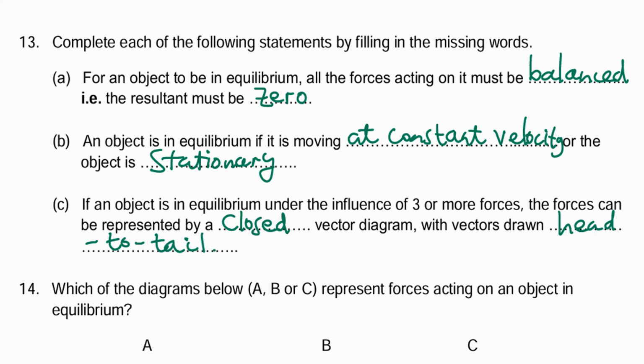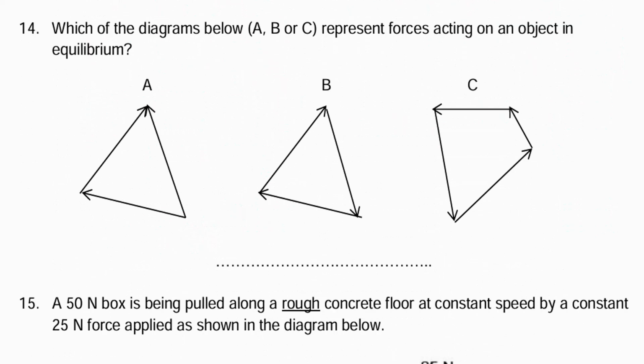Let's look at number 14. So here it says, which of the diagrams below, A, B, or C, represent forces acting on an object in equilibrium? So we're looking for a closed vector diagram with all the vectors drawn head to tail. So all of these are closed vector diagrams. If you look at A here, these vectors are not all drawn head to tail. We've got this one going that way, this one this way. They are not head to tail.